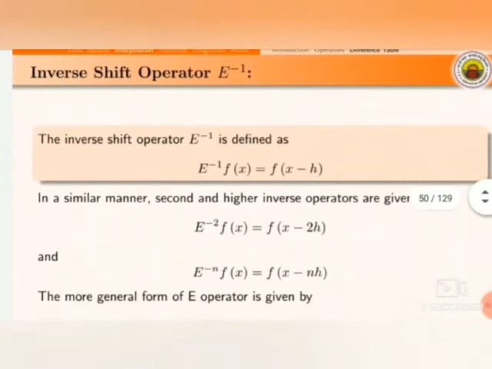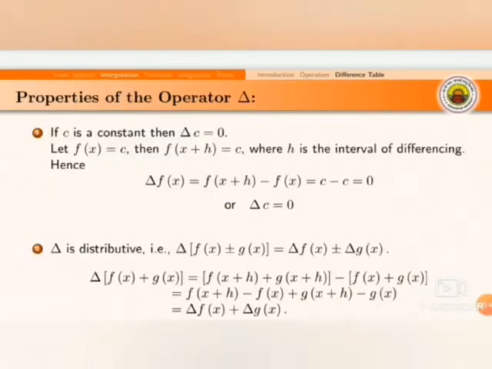See the next definition, the inverse shifting operator. The inverse shift operator is denoted by the symbol E inverse, and the formula is E inverse of f of x equal to f of x minus h. Instead of n, you can write minus n. So the second order is f of x minus 2h, and the third order is f of x minus 3h, like this. And here we are going to see some of the properties.